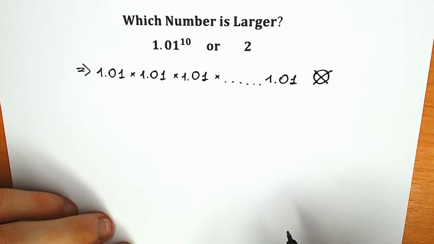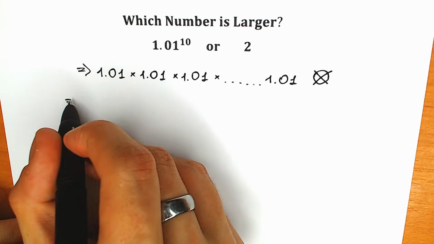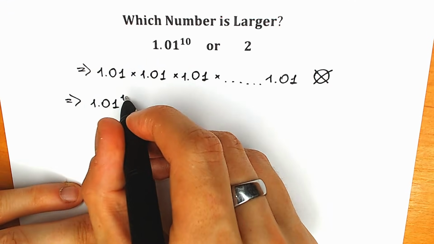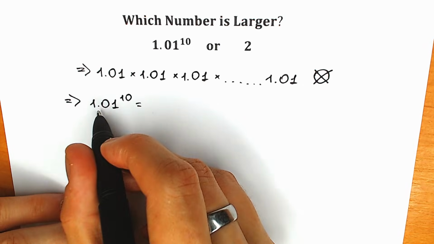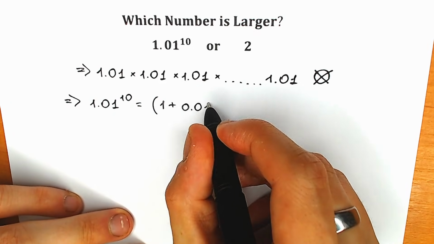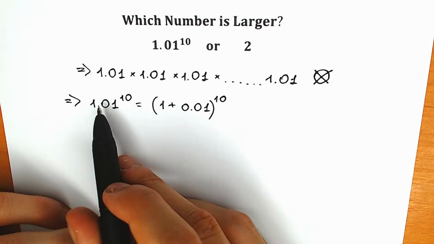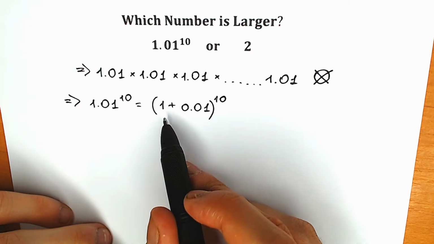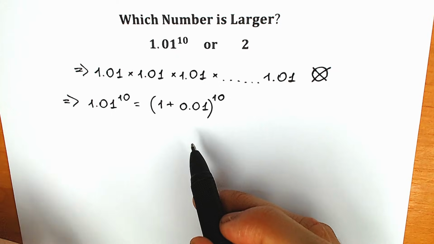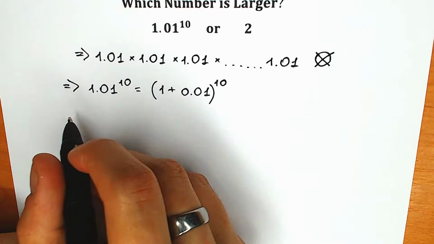I'm going to show you a really interesting approach called binomial expansion. First of all, on the left side, let's write 1.01 to the power 10. Instead of 1.01, we can write 1 plus 0.01, and of course we raise this to the power 10. So we change nothing, we just write 1 plus 0.01 instead of 1.01. Now there is a formula called the binomial expansion formula. How does this formula look? I'm going to write it right here on the left side.